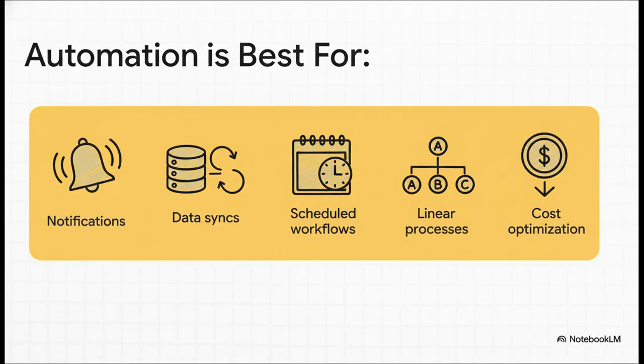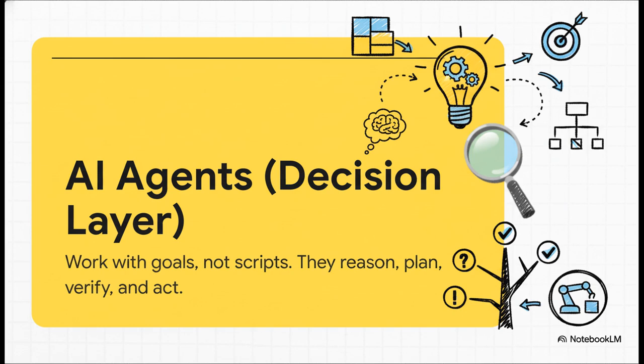And this is really where automation is king, right? It's the absolute champion of those predictable, repetitive jobs. We're talking about things like sending out notifications, syncing data between different apps, or running workflows on a schedule. For any process that's just a straight line, it's super reliable, super efficient, and yeah, it saves you a ton of money.